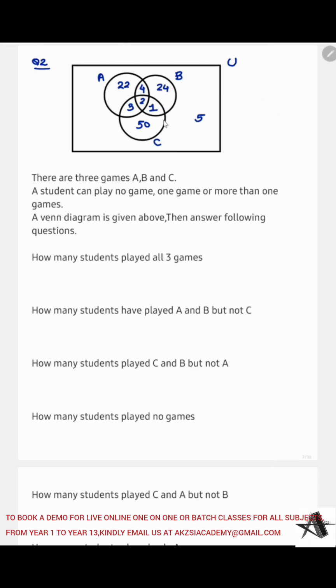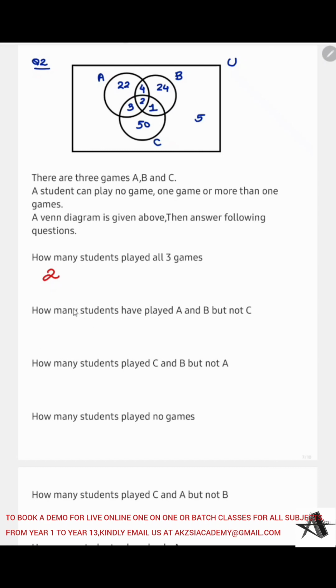All 3, that means why do we draw a Venn diagram? To get a better clarity. If all 3 we are looking for, that means where all 3 circles are meeting at one point, that will give you the intersection. That means it is common for all 3. All the students that play all 3 games will be found where all the circles are intersecting. This is the only place where all the 3 circles are intersecting. It gives us the answer, the number of students that played all the 3 games, which is 2 in this case.